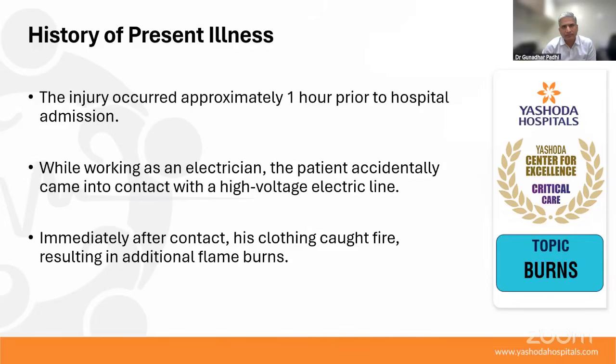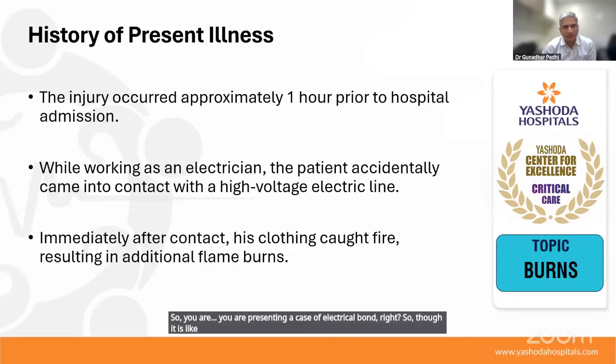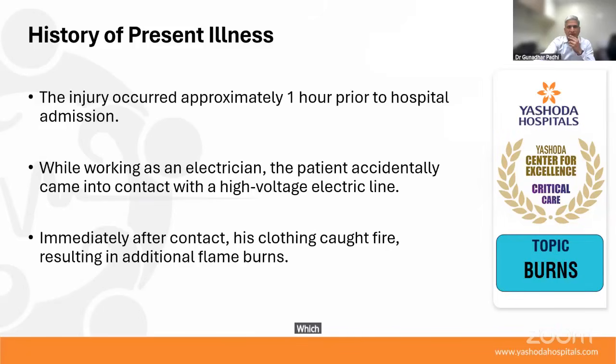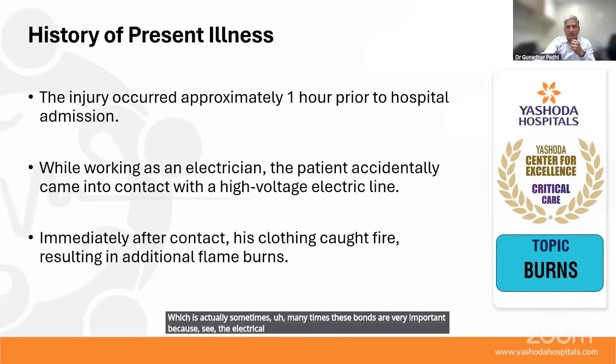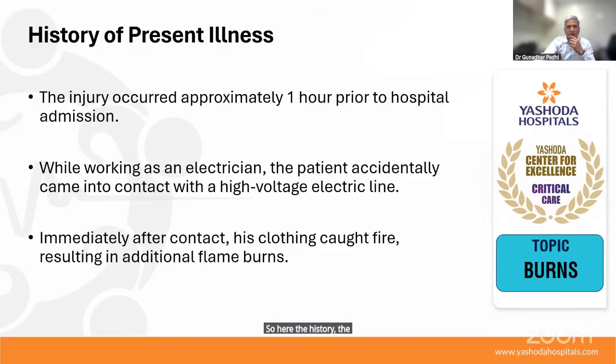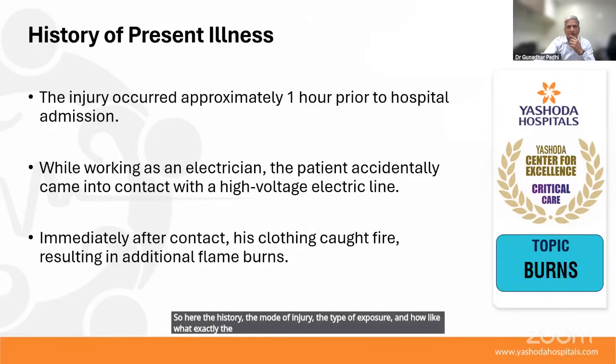So you are presenting a case of electrical burn, right? Though it is a burn injury, it is a complex electrical burn injury case. In electrical burns, particularly, the extent and the depth of the burn injury is sometimes not reliable from looking at the outside. So here the history, the mode of injury, the type of exposure, and the exact sequence of events are very important compared to the other ones.